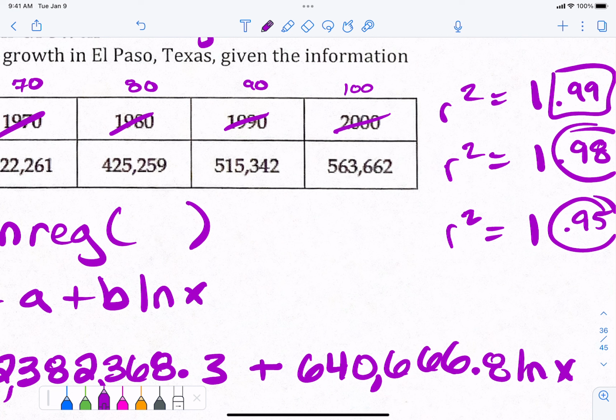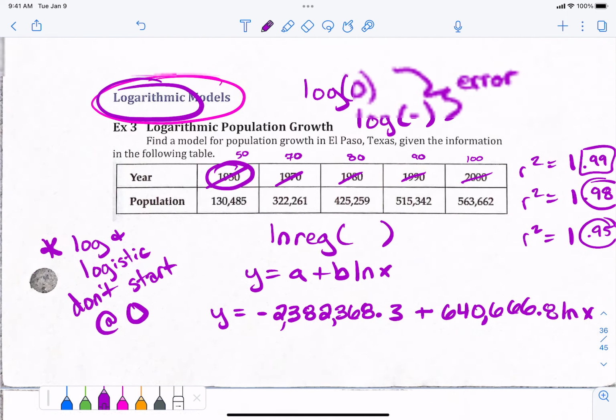What would be the limitations of these models? You can't plug in 0 for a log function. So like on 9E, the question is, what are the limitations? Let's look at it.